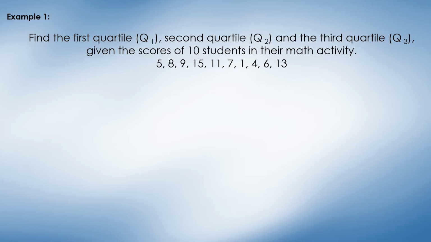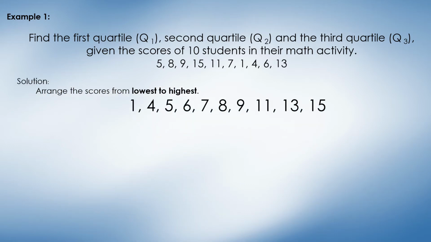Let us first answer the first quartile. The first thing that you will need to do is to arrange the scores in an array, or from lowest to highest. From our given set of data, we arrange it from lowest to highest. This will become 1, 4, 5, 6, 7, 8, 9, 11, 13, and 15.